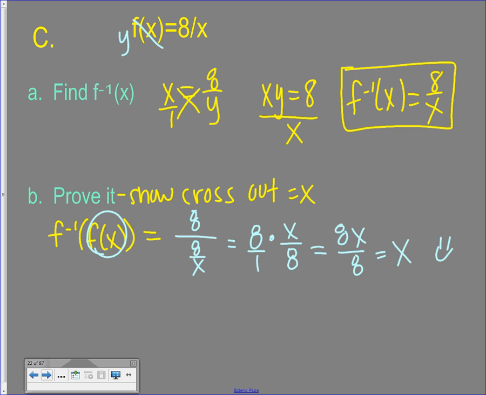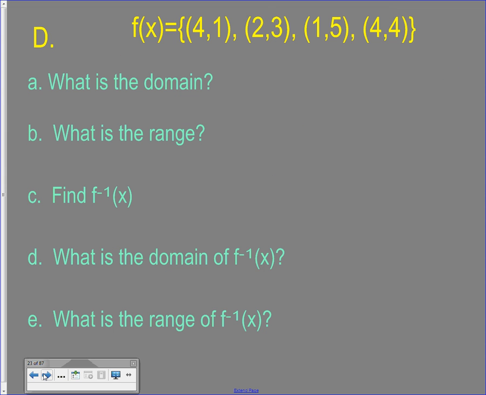Okay, now because this case is special, the inverse and the original are identical. We do not have to do it the other way because it will look identical to that. Okay, so this is a special case where we only do it once. Okay, so let's take a look at example D. And example D doesn't give us an equation. This time it gives us a set of ordered pairs. And we can do the same thing. Okay, it's just a little different.